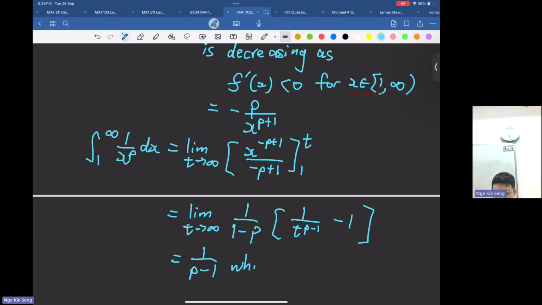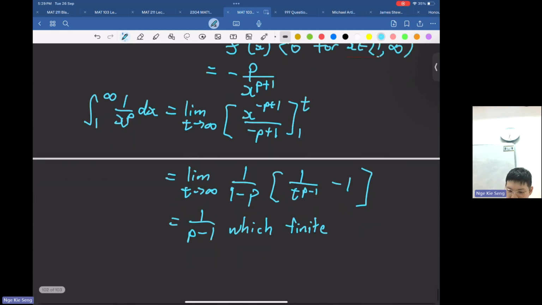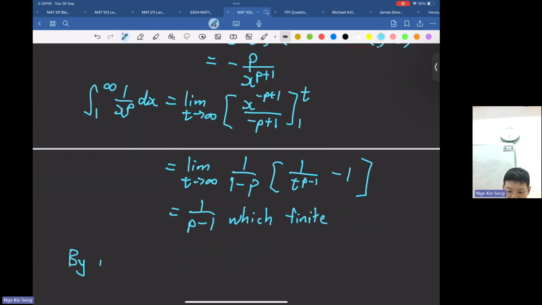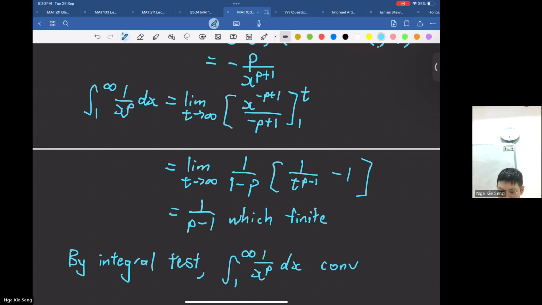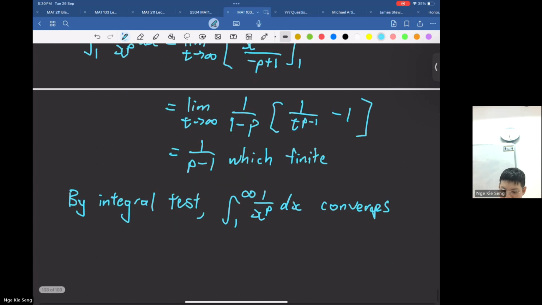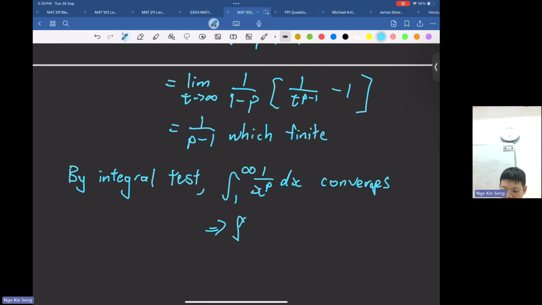So this is finite. p is greater than 1, so p minus 1 is some number, and 1 over some number is still a finite number. So the integral is convergent. So by the integral test, our P series also converges.